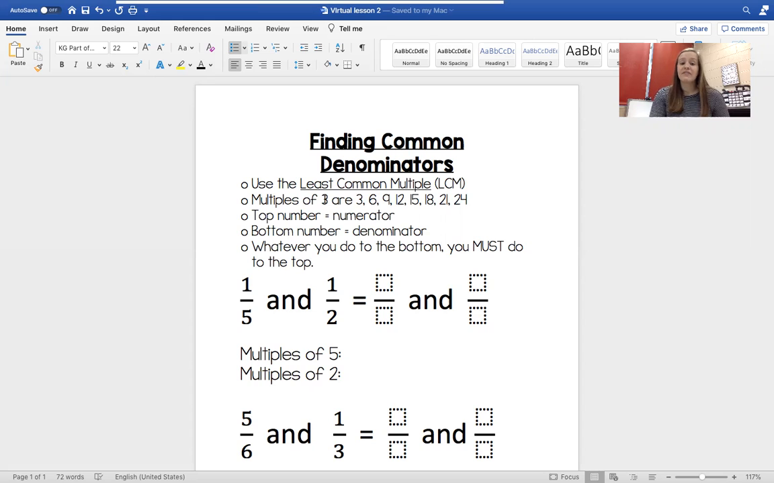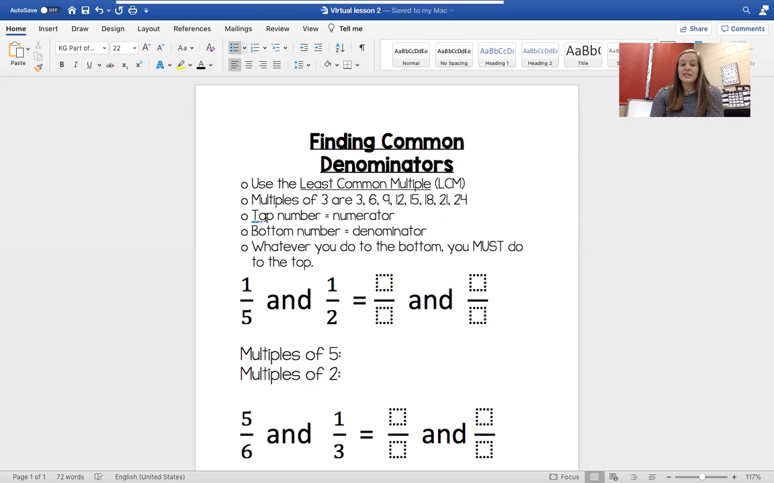So you're going to have to find the multiples of your two denominators, and then you're going to have to find the least common multiple they have in common. So you're going to find the lowest number that is a multiple of both numbers. And we'll talk about that more in just a minute, so it'll make more sense.